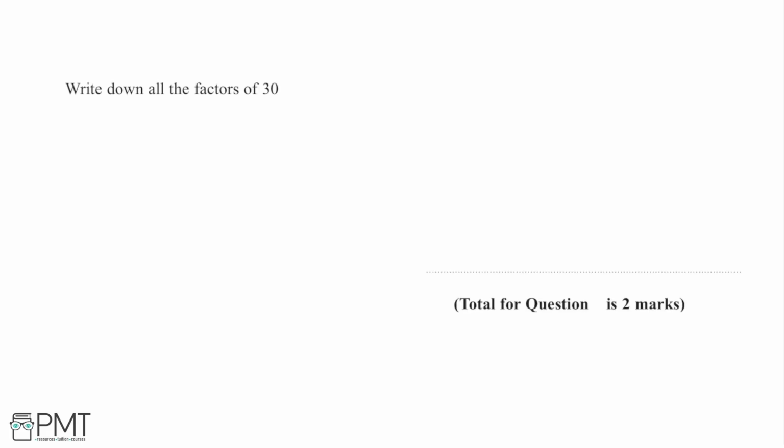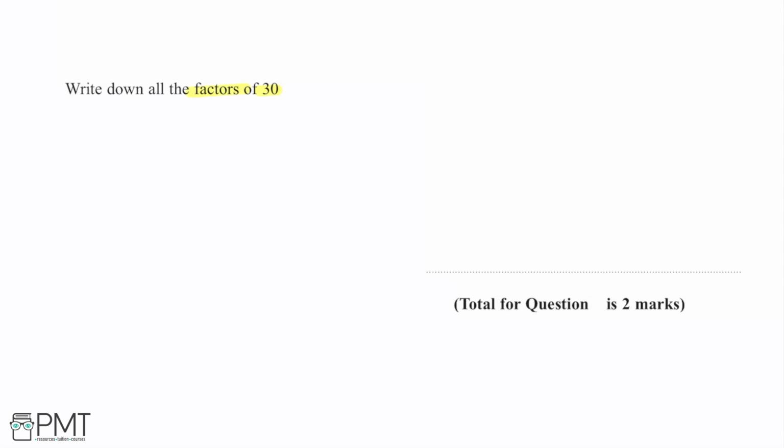So here I'm asked to write down all of the factors of 30. And I'm just noting here that I'm asked to write them down, so there's not going to be any kind of calculation or too much working out involved. So when I'm asked to list factors, I often find it easy to write them out as factor pairs, so that I can check that I've got all of the possible pairs of factors of the number, in this case 30.